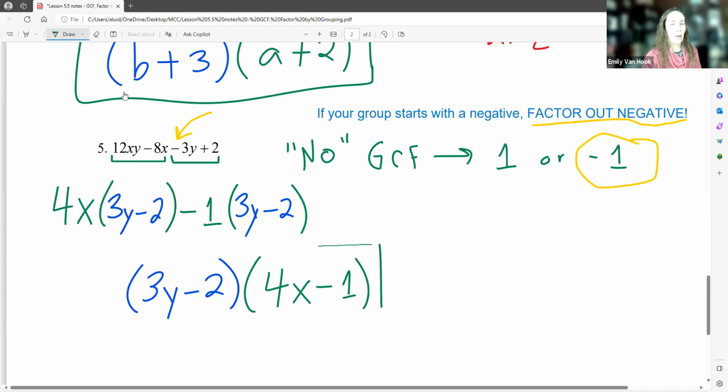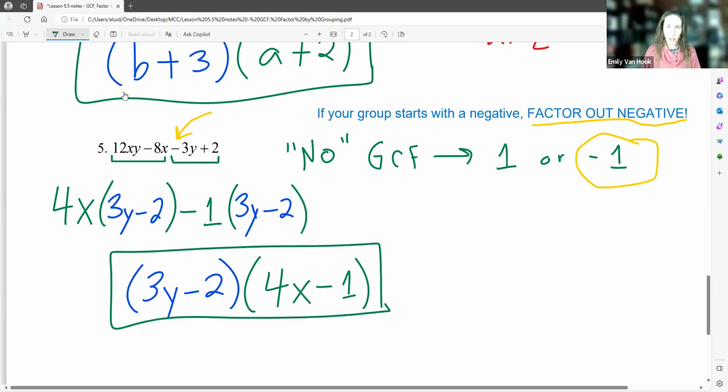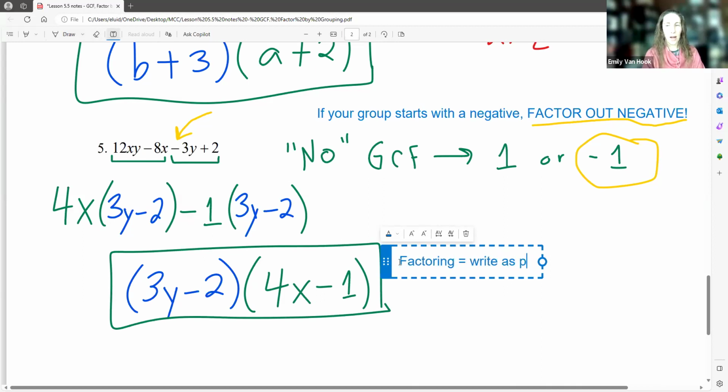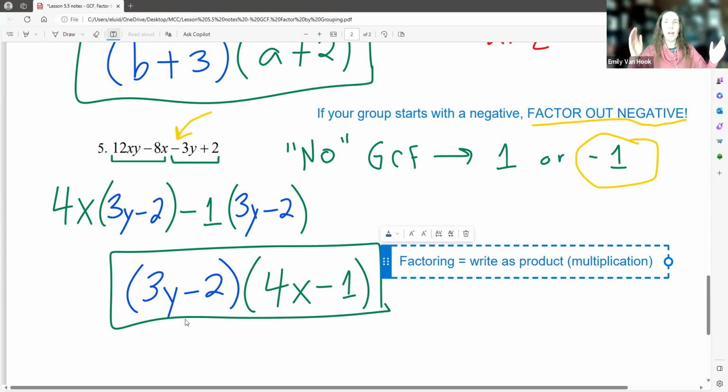And if you remember all the way back to the beginning, we did say factoring means writing as a product. So I'll just rewrite that. Factoring means write as a product, also known as multiplication. So that's why we didn't stop in this middle step. We had to stop when we actually had two things being multiplied together. So 3y minus 2 times 4x minus 1.